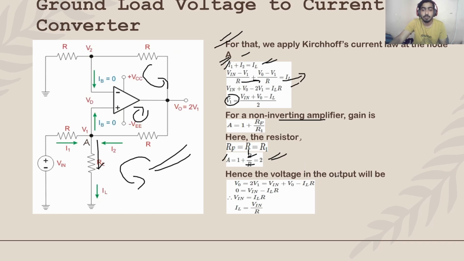Hence, substituting all the values, the voltage at the output will be found, and from here we can get IL, which is equal to V in by R.